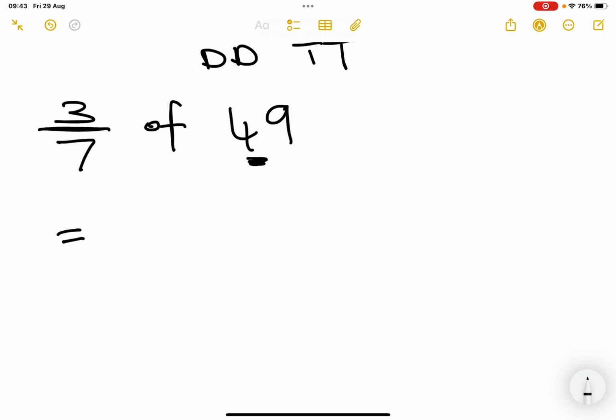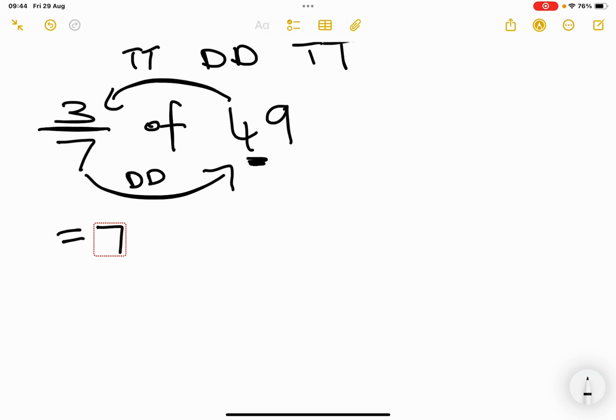Okay. So then I'm going to say DD, divide down, or divide with the denominator. So 49 divided by 7 is 7. And then I times the top. TT, times the top. So I take my answer, which was 7, and I times it by the top, which is 3. That is going to equal 21.